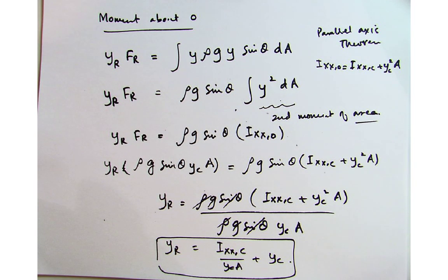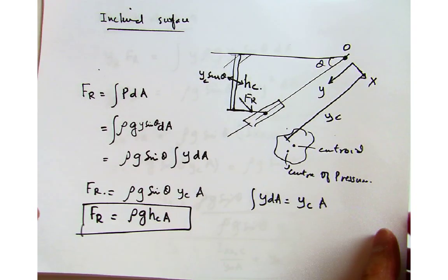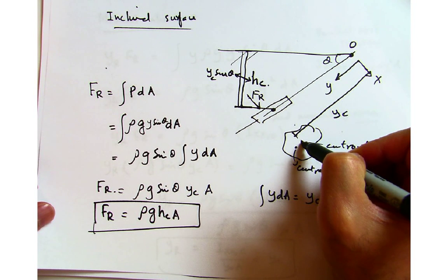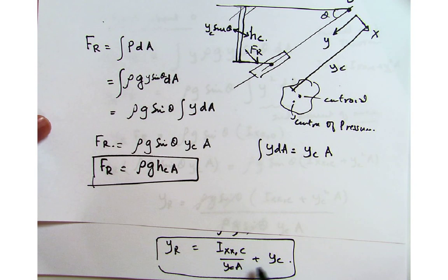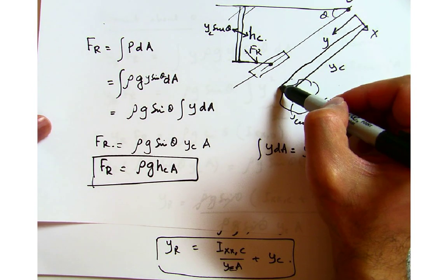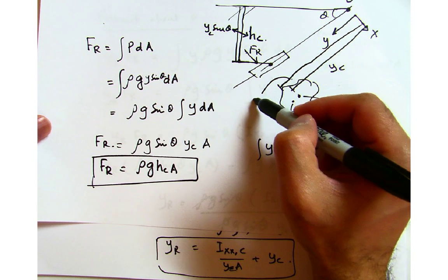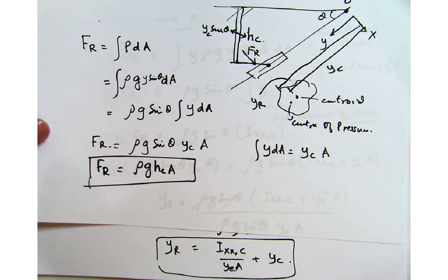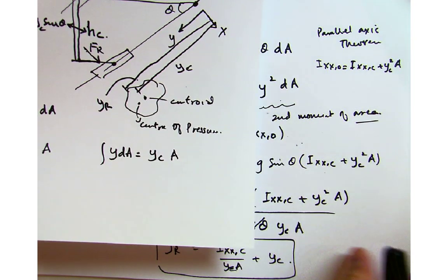If I go back to the drawing over here, we had this y_c up to this point, which is the centroid, but now we have this additional term, so y_c plus I_xx,c over y_c A. That distance will be somewhere over here, which will be our y_R, which is actually longer than the centroid by itself. So that's the derivation, and let's take a look at an example.